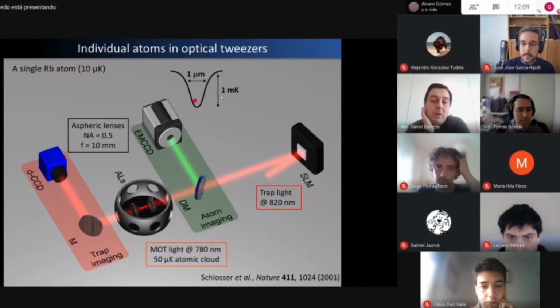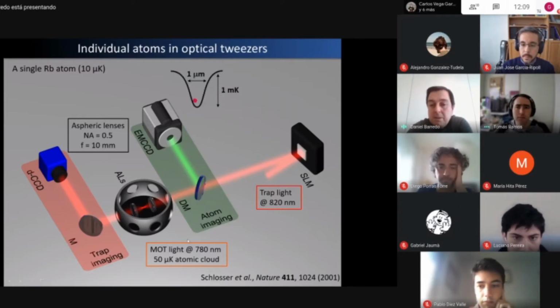Now, to load these atoms in these traps, we are just using very standard techniques. We are just using a magneto-optical trap in which we can have a reservoir of atoms at around 50 microkelvin. And now the interesting thing with this setup is that the trapping volume is so small that two atoms just don't fit.